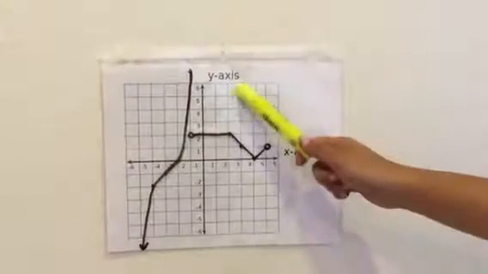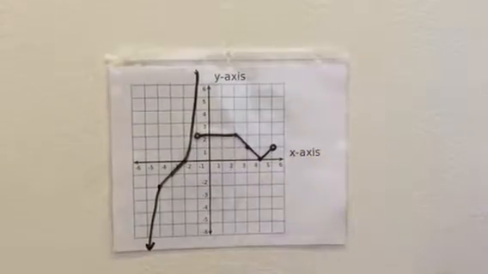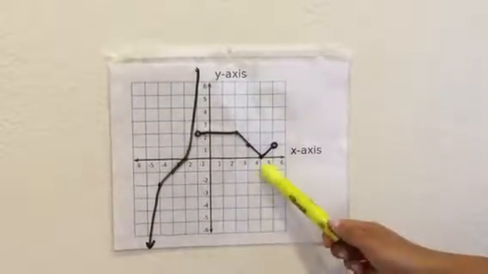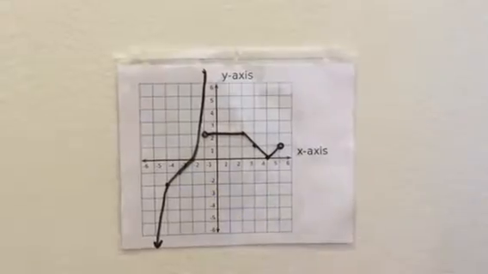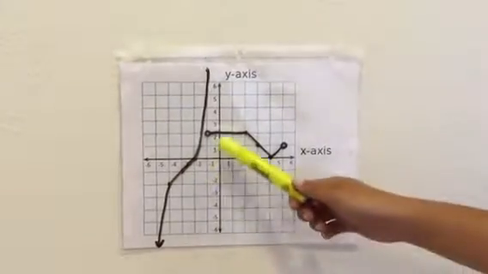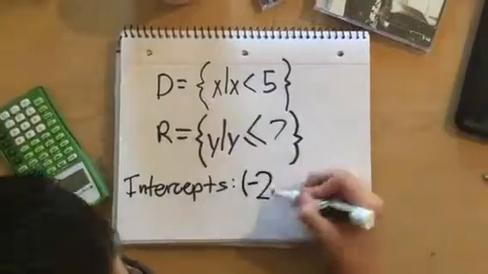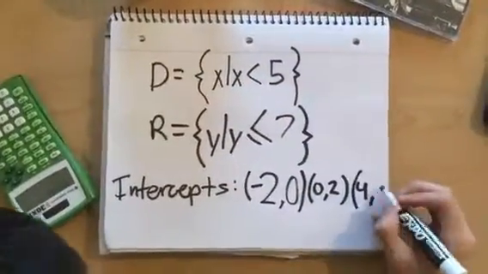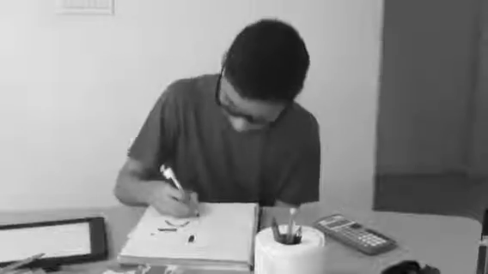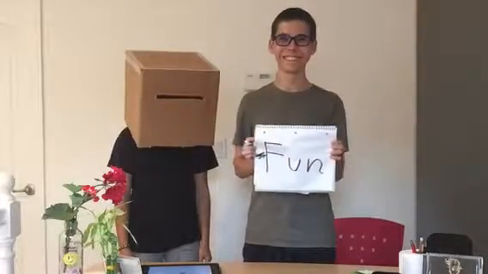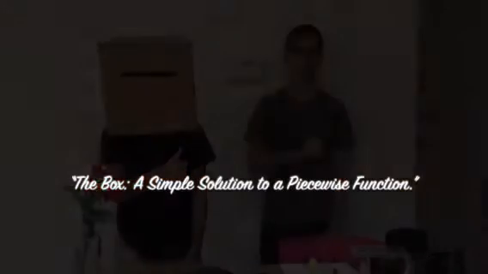Intercepts are points that touch the y-axis or x-axis. The x-intercepts would be 4 and -2, and the y-intercept would be 2. So now you can stop stressing over homework and start finishing them with ease. The box, a simple solution to a piecewise function.